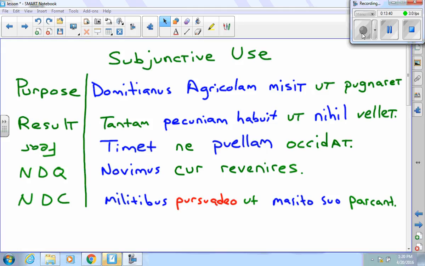The nay makes it sound like it's going to be negative. But fear clauses are upside down, so it's a positive. He fears that this is going to happen. If you get the ut, he would fear not.